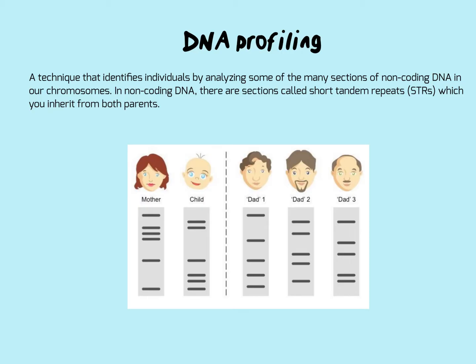So remember, non-coding DNA is DNA that does not code for a particular trait or characteristic or protein or hormone or anything like that. So they're actually portions of DNA that we have in our body. Most of our DNA actually doesn't code for anything. But these portions of non-coding DNA can be run through a machine, and it's a process called electrophoresis.